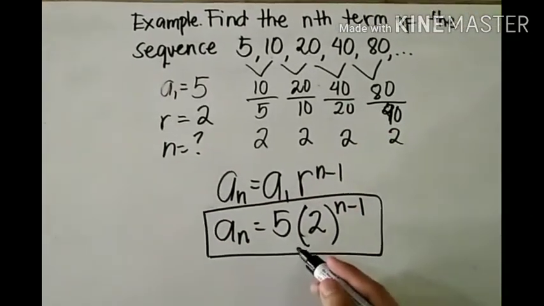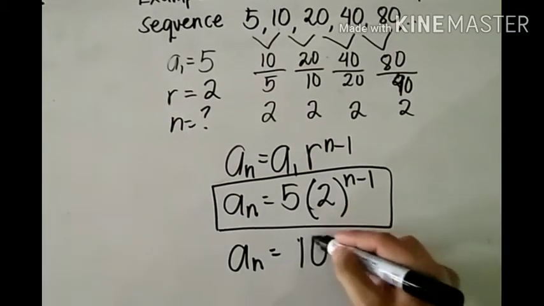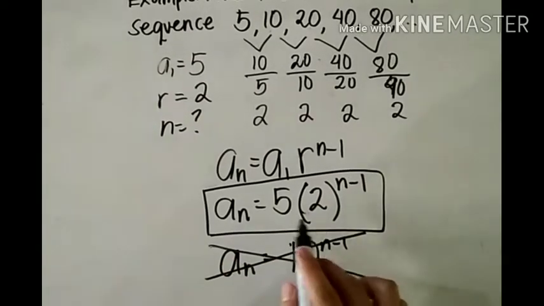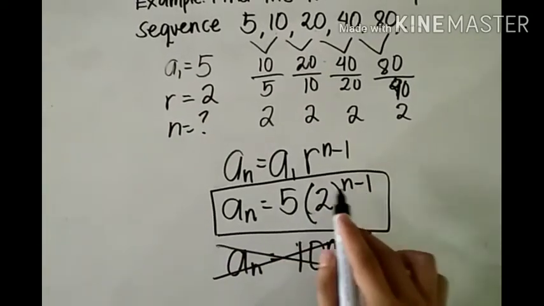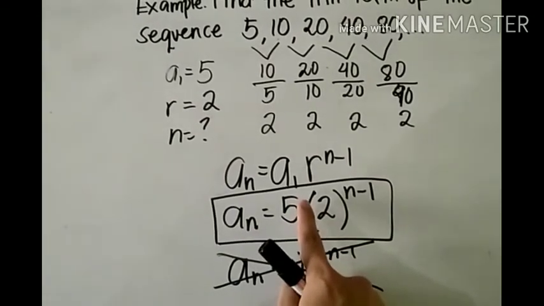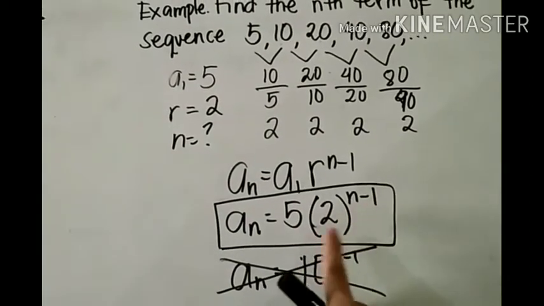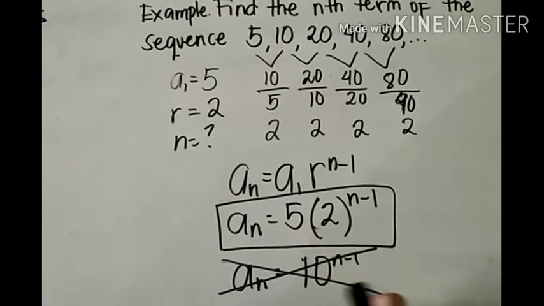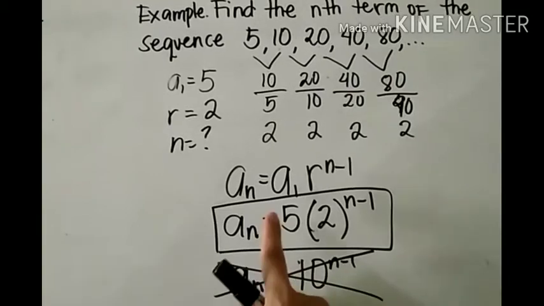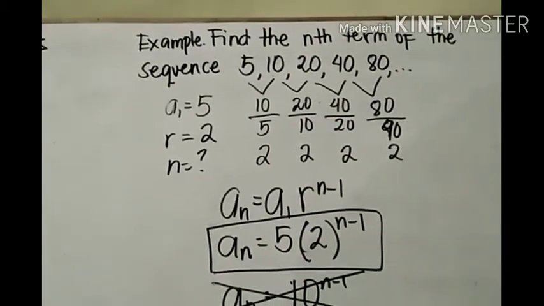So, take note, huwag kayong magkakamali na gagawin yung 5 times 2, 10 raised to n minus 1. Mali po yan. Hindi natin i-multiply ito kasi magkaiba yung kanilang exponent. Ano ang exponent ni 5? Walang number doon, meaning that is 1. Ano yung exponent ni 2? n minus 1. We can also multiply these two if they have the same exponent. So, since hindi sila magkapareho, hanggang dyan lang yan. So, that is the nth term of the sequence.